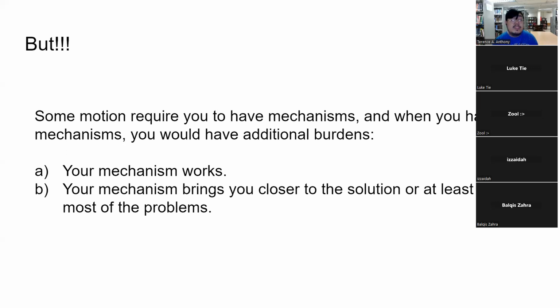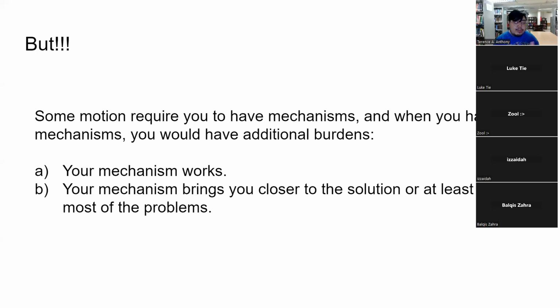For example, when you give directions to people, you don't need to explain in full detail, like a GPS, 300 meters turn here and so on. You just need to give people a rough idea. Go down the third alley, turn left, and you will get to wherever you want. But when you explain your mechanism, you add additional burdens for yourself. You need to show that your mechanism sort of works.